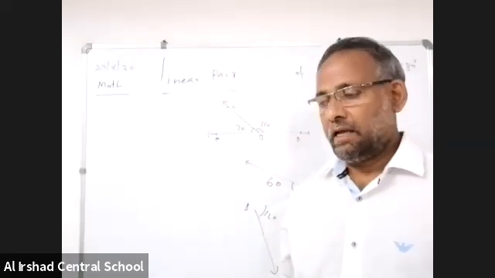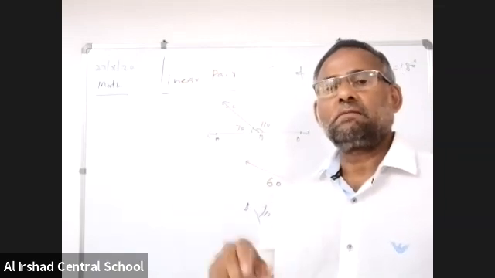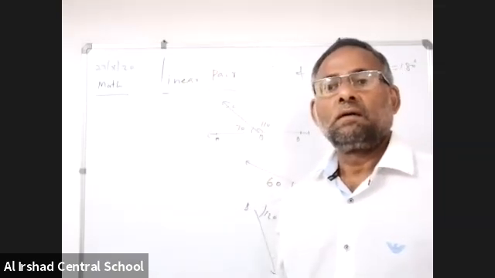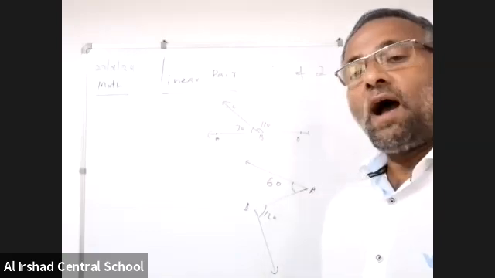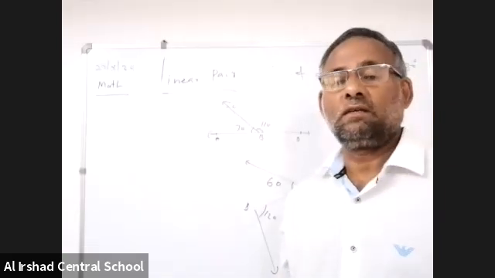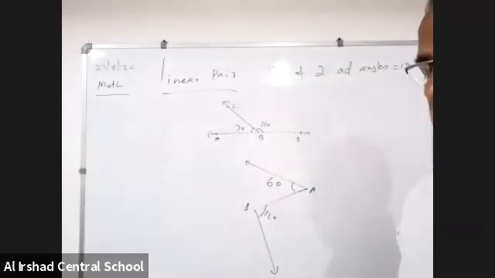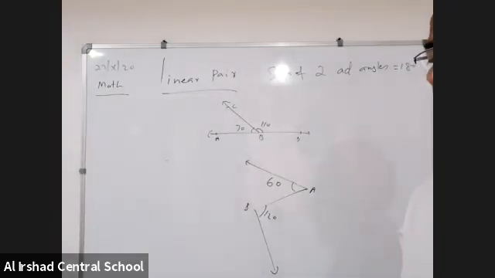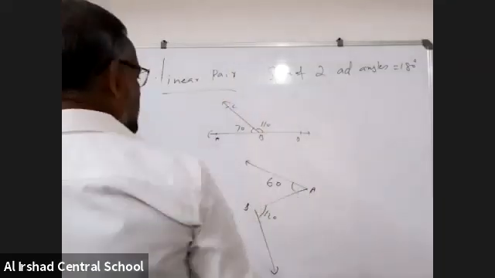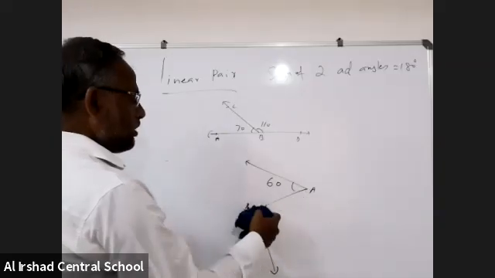Raise your hands, those who agree. Krishna, no, yes. Why is it not? You're right, it is not a linear pair. Why is it not a linear pair? Because it is not adjacent. Adjacent must be the first condition. I told you it must be adjacent. It is not adjacent because there is no common arm.